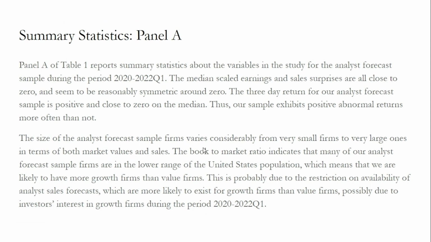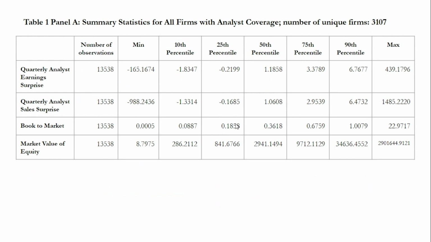The book to market ratio indicates that many of our analyst forecast sample firms are in the lower range of the United States population, which means that we are likely to have more growth firms than value firms. So let's go look at that. The book to market, as you can see here, the bottom 50% of the distribution corresponds to about 0 to 0.36 of the book to market. And if you remember, the bottom third book to market, assuming they don't pay in the top quartile for dividends, those firms are growth firms. So basically, the bottom half of our sample is growth firms.